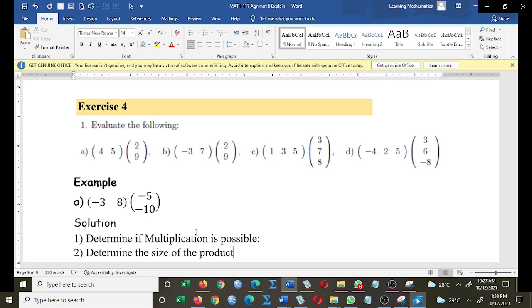Because when you multiply, you're going to get a product. When you add, you're going to get a sum, right? When you subtract, you're going to get a difference. When you divide, you're going to get a quotient. And when you multiply, you're going to get a product.